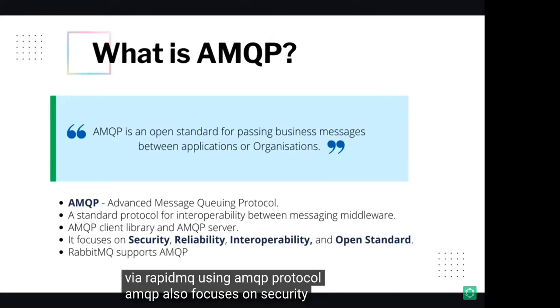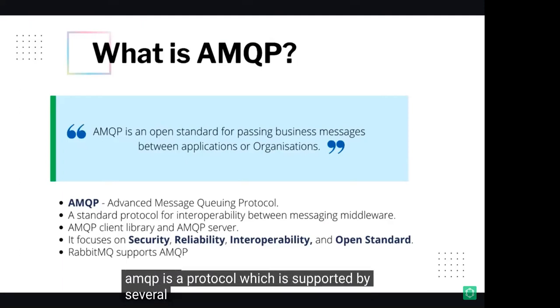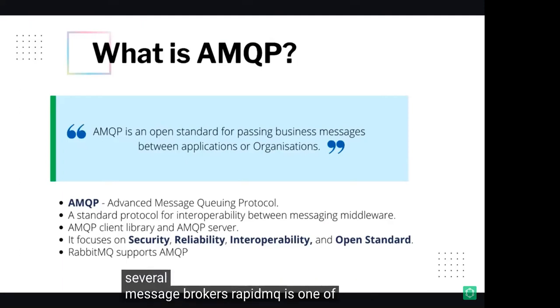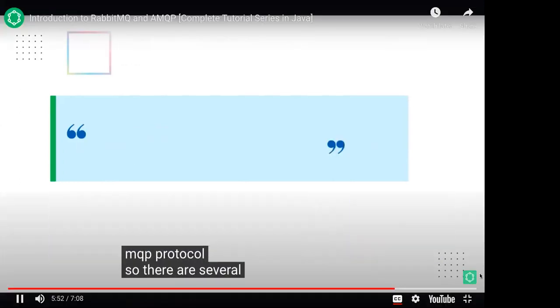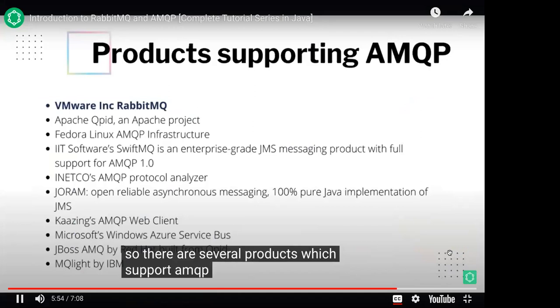AMQP also focuses on security, reliability, interoperability, and open standard. AMQP is a protocol which is supported by several message brokers. RabbitMQ is one of them, and we are going to learn RabbitMQ using the AMQP protocol. So there are several products which support the AMQP protocol.